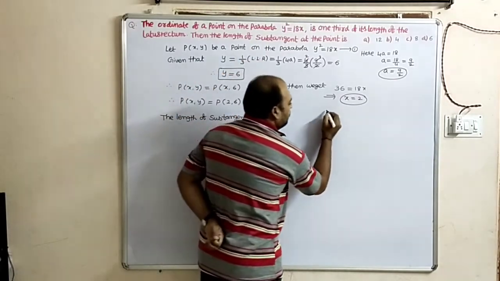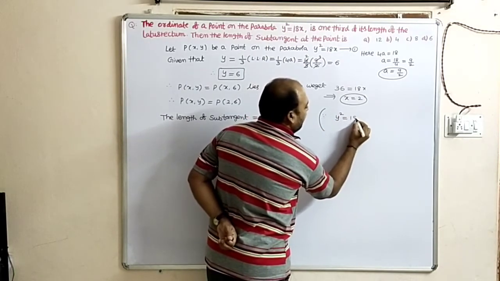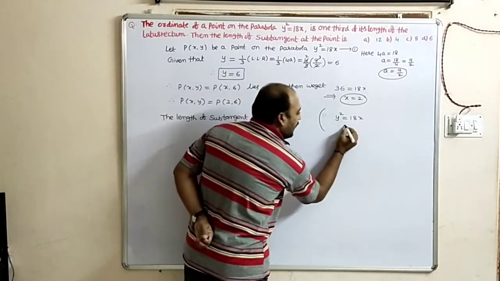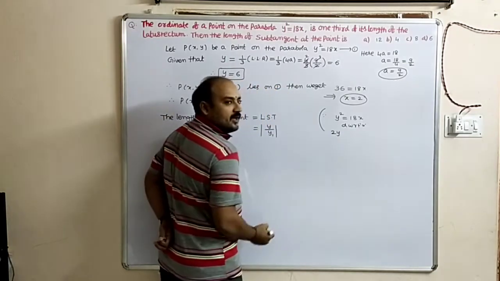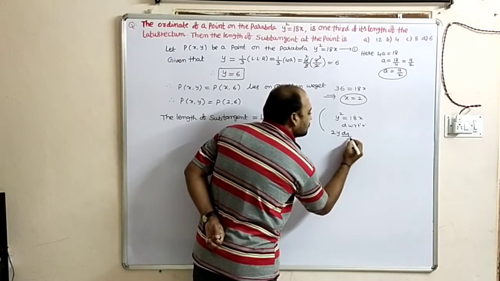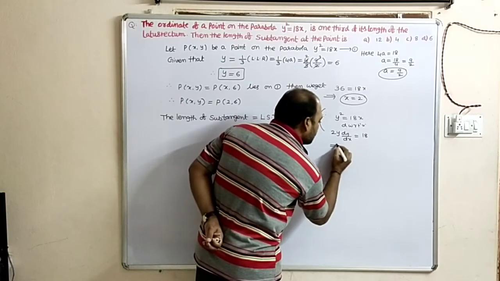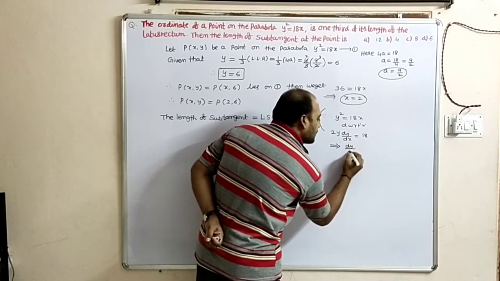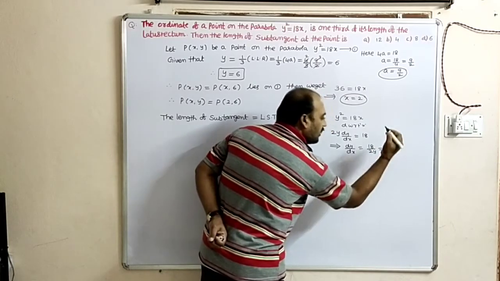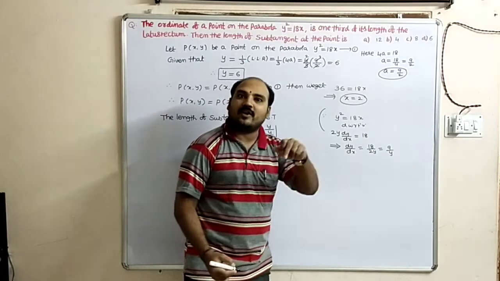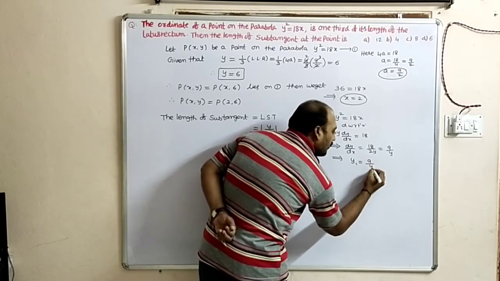Here I will calculate: y square is equal to 18x, the given curve. Differentiate with respect to x. The derivative of y square is 2y times dy by dx, which is equal to 18 into the derivative of x, which is 1. That implies dy by dx is equal to 18 by 2y, which is also equal to 9 by y. dy by dx is called y1. That implies y1 is equal to 9 by y.